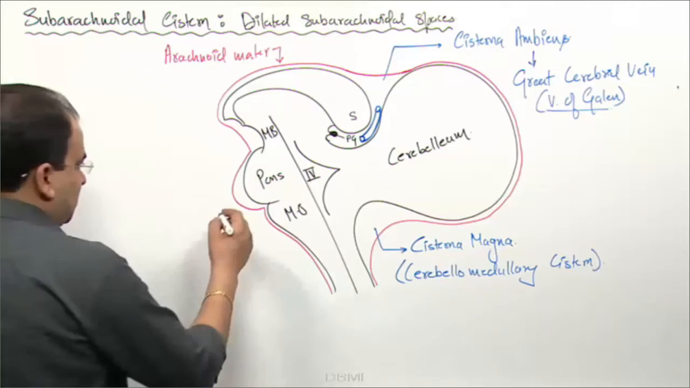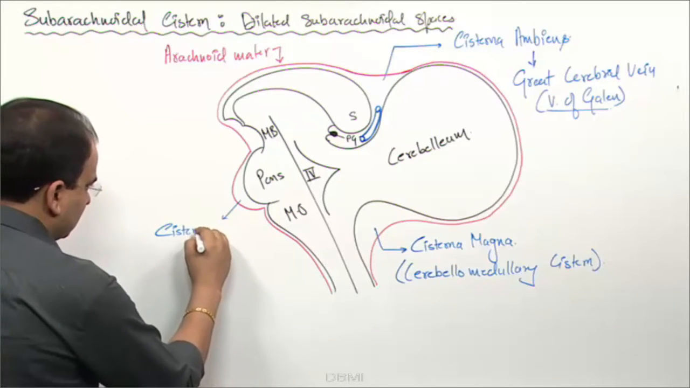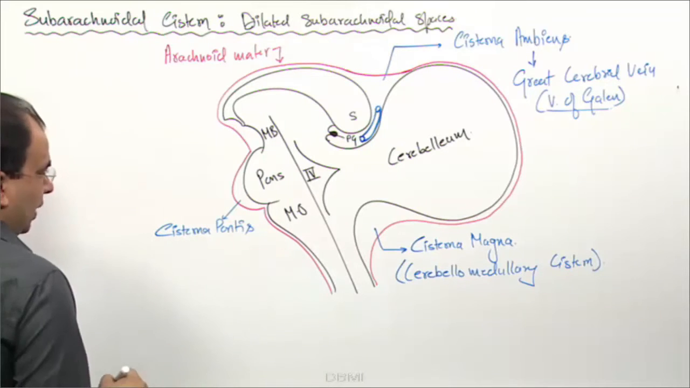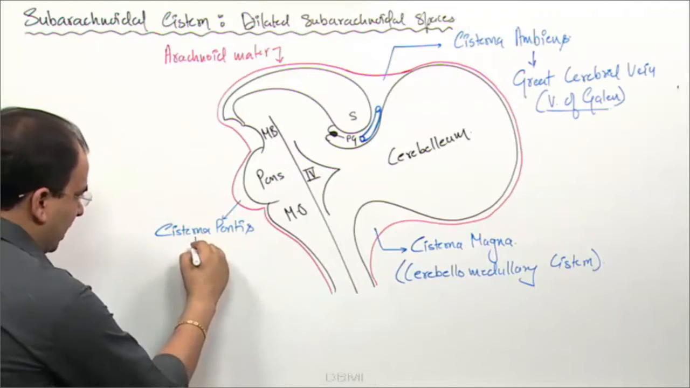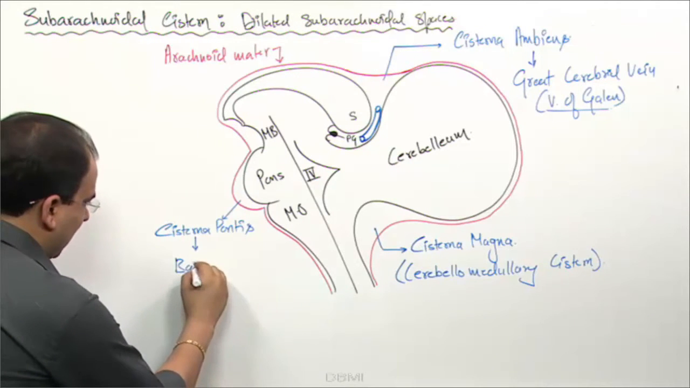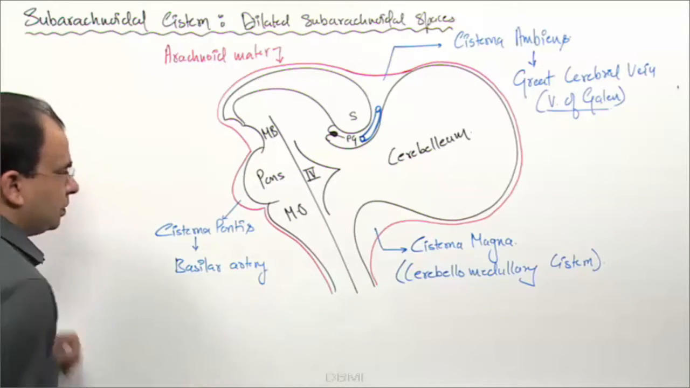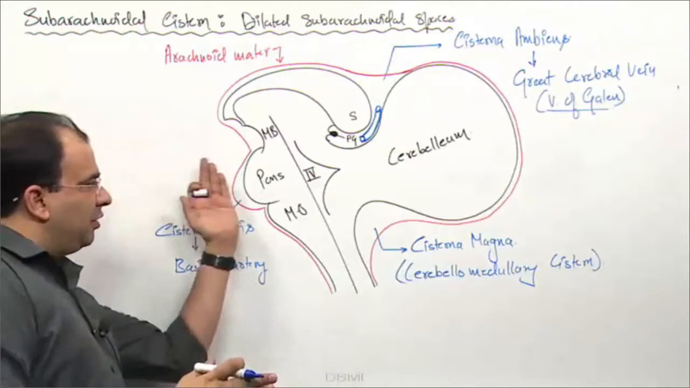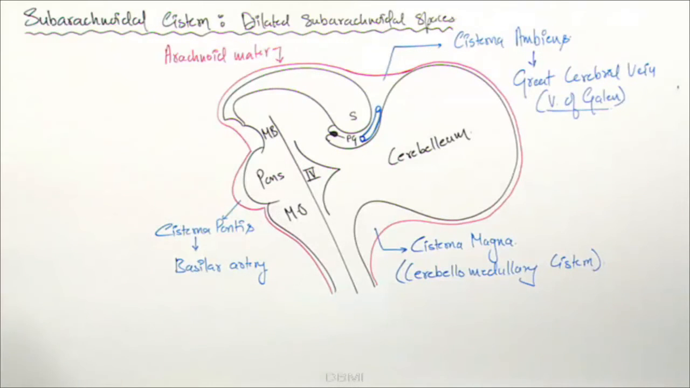The cistern which is present in front of the pons is called as cisterna pontis. And what is running in front of the pons? In front of the pons we have the basilar artery. So the content of cisterna pontis is the basilar artery. The two vertebral arteries will unite to form the basilar artery, and that is running right in front of the pons, which is present in the cisterna pontis.